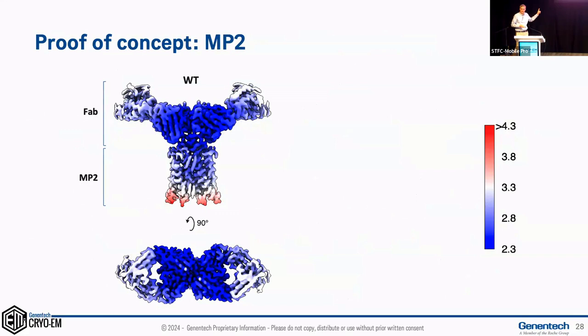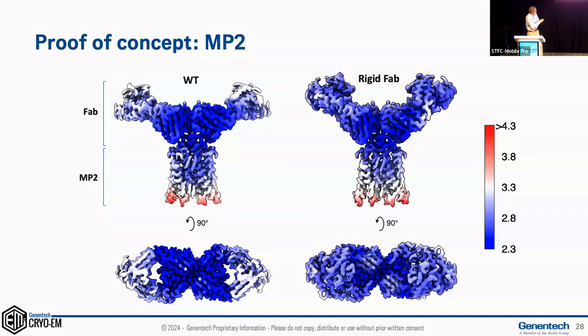Well, I now remember what I want to say about the previous slide. We tried to control it as closely as we could. So this was same microscope, same detector, same number of images, but different grids. So we can't guarantee that the ice thickness and everything was exactly the same, but it's a pretty well-controlled experiment. So going back now to where I was, wild type looks like this, rigidified looks like this.